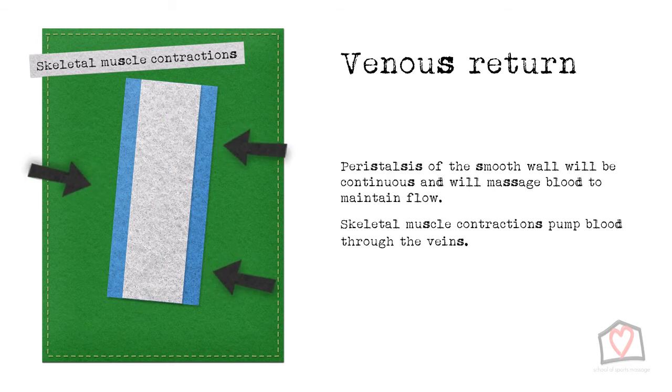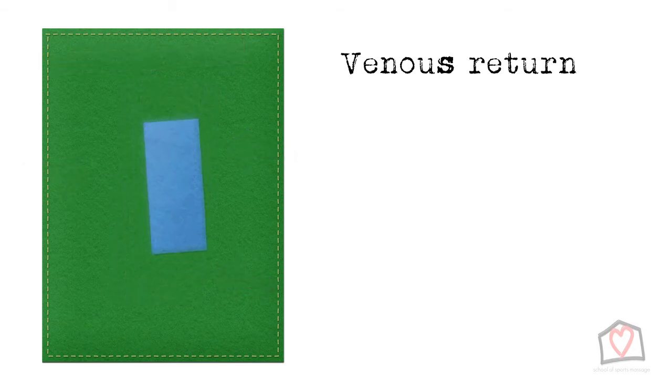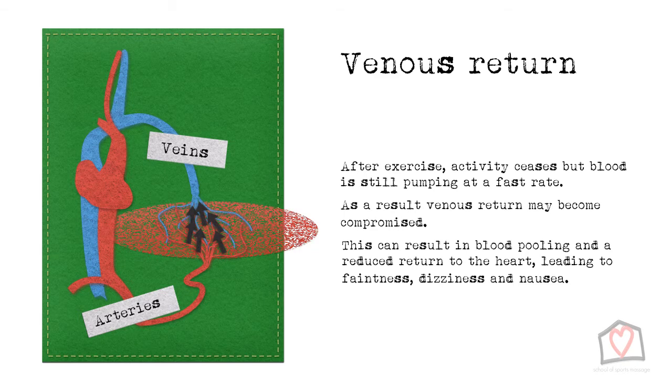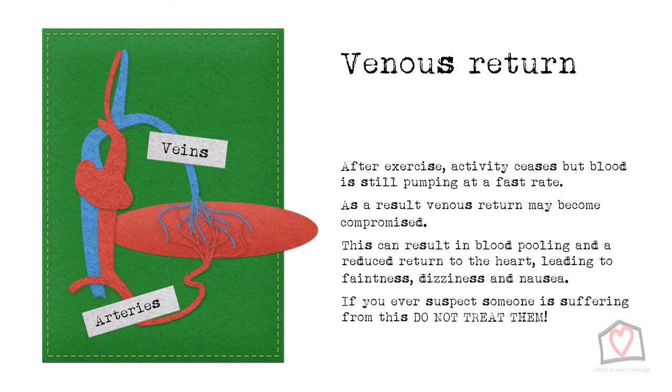It is for this reason in particular that blood pooling can occur. This is where, after exercise, activity ceases, but the heart is still beating quickly and therefore pumping blood at a high rate. As activity has stopped, venous return may be compromised, resulting in blood pooling in the extremities and a reduced return to the heart. This causes faintness, dizziness, and nausea. If you ever suspect at a post-event treatment that someone is suffering from this, do not treat them. Get them to see a medical professional first.